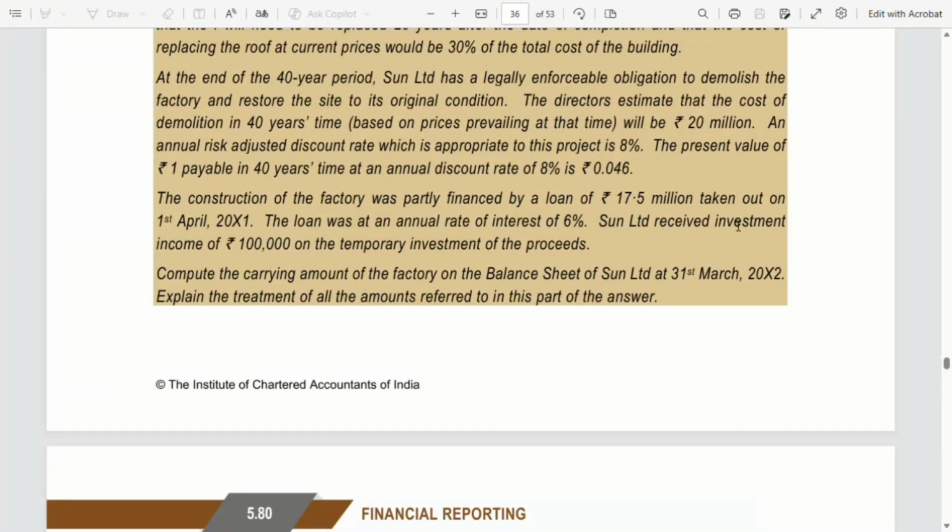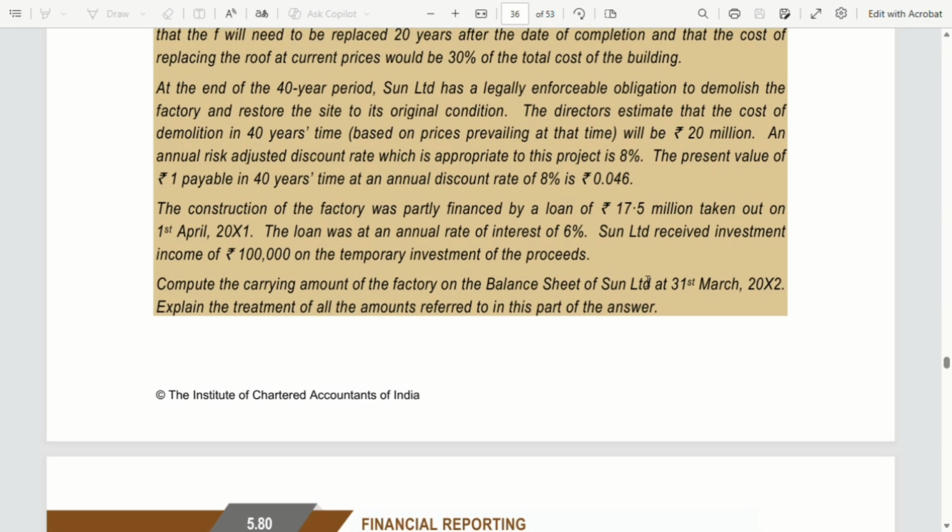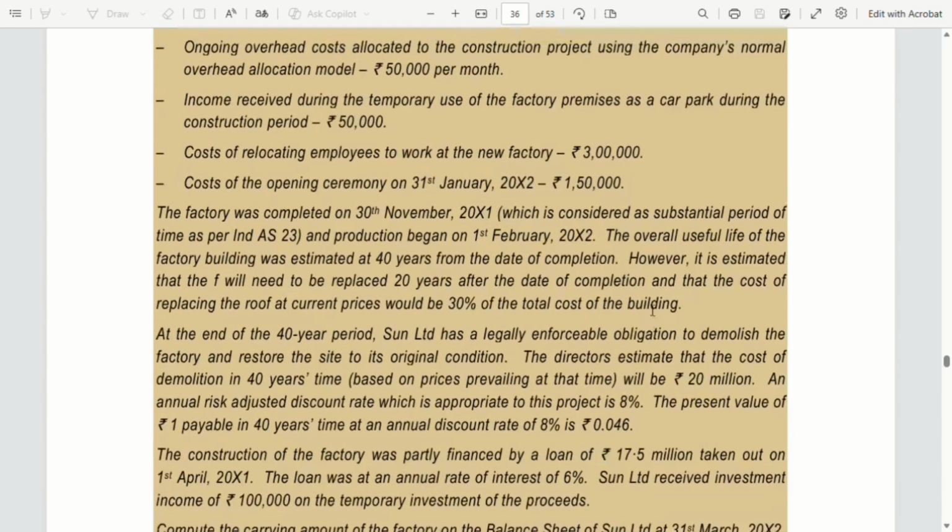Sun Limited received investment income of ₹1 lakh on temporary investment of the proceeds, तो ये जो है ना वो हम लोग कॉस्ट में से रिड्यूस कर सकते हैं, ये वाला इनकम। ठीक है, कंप्यूट द कैरिंग अमाउंट ऑफ द फैक्ट्री on the balance sheet date of a Sun Limited as on 31st March to explain the treatment of all amount. Okay, how we will going to solve this?